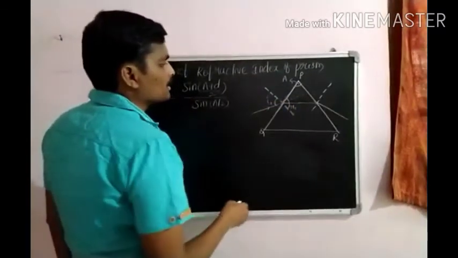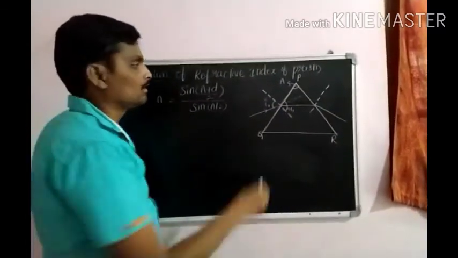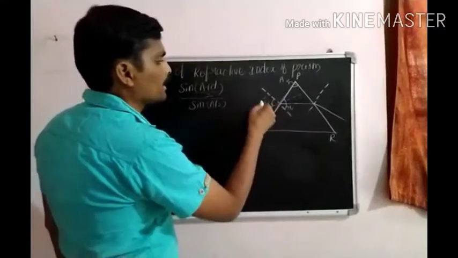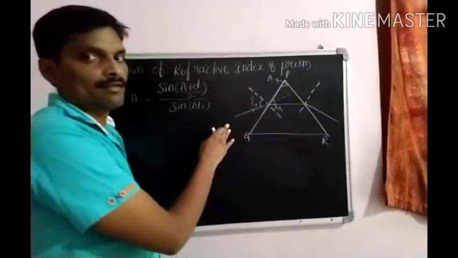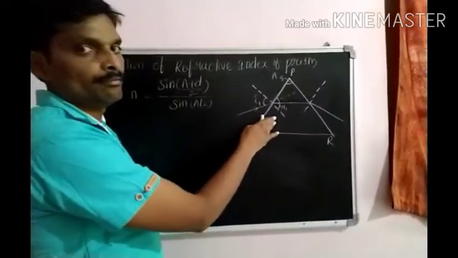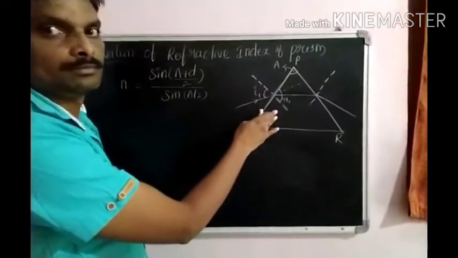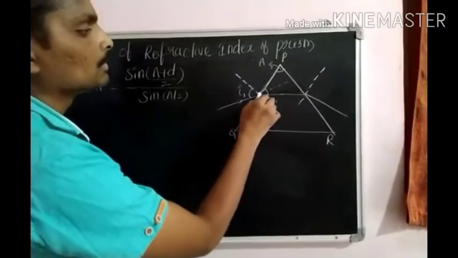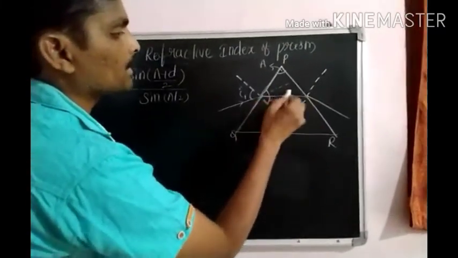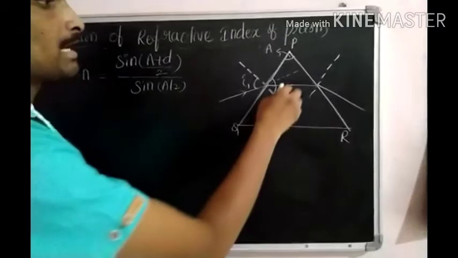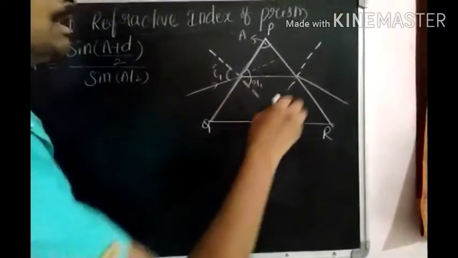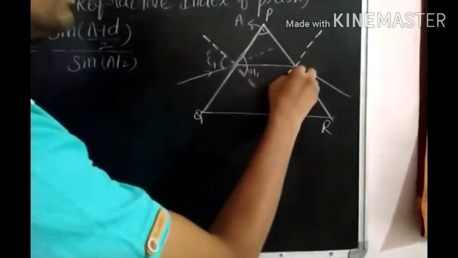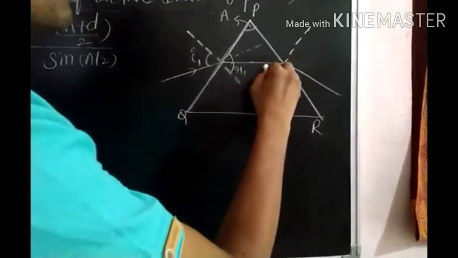This incident ray makes some angle with the normal, that is called angle of incidence. Let me consider that as I1. Here, when the light ray travels from rarer to denser medium, it bends towards the normal, so this is the refracted ray. The angle made by the refracted ray with the normal is called angle of refraction. Let me consider that as R1, and here this is R2.